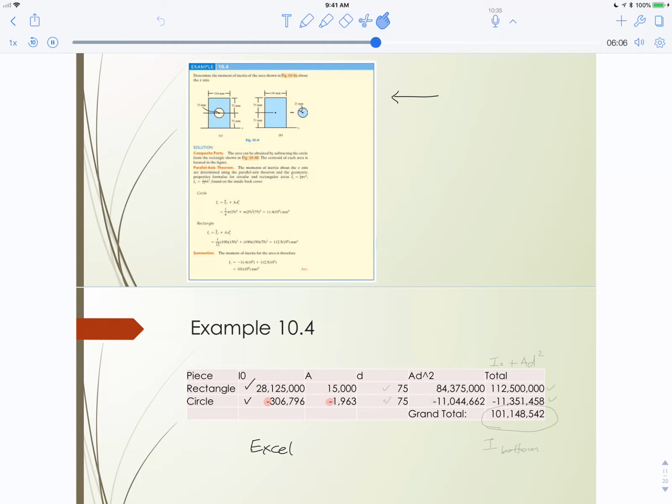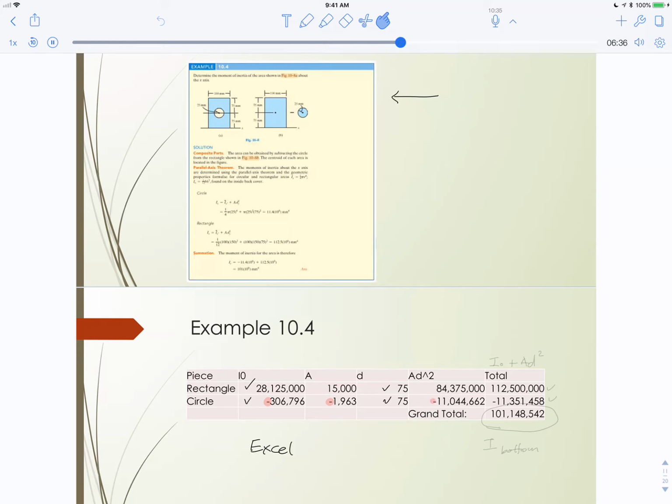Oops, the distance about the centroid is 0 because the centroid is right in the middle. But it's asking us to find the moment of inertia about the bottom. So the distance from the centroids to the bottom were both 75 millimeters. So you have 75 and 75. And then I had Excel take the area multiplied by d squared. And even though the d squared is positive, the area was negative, and so you still get this negative.